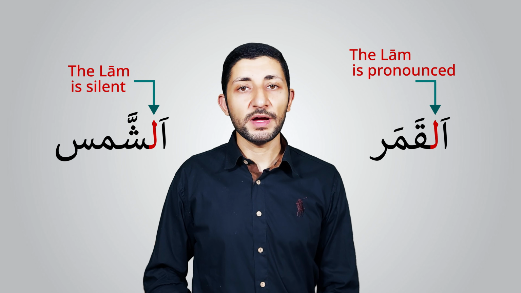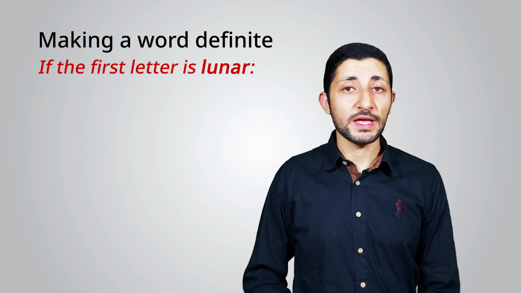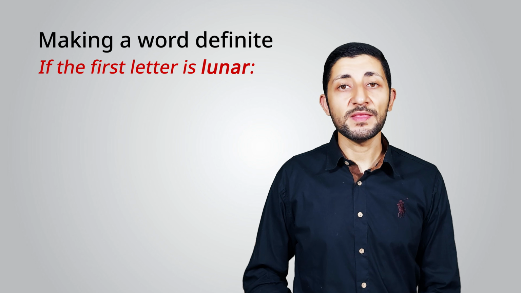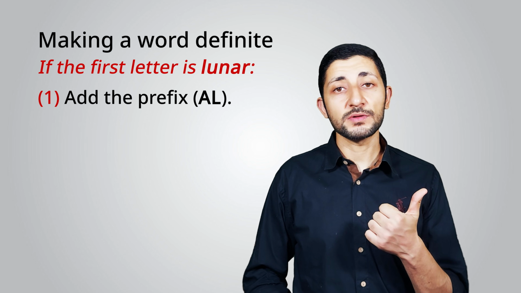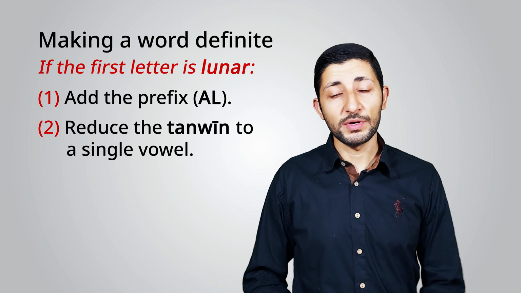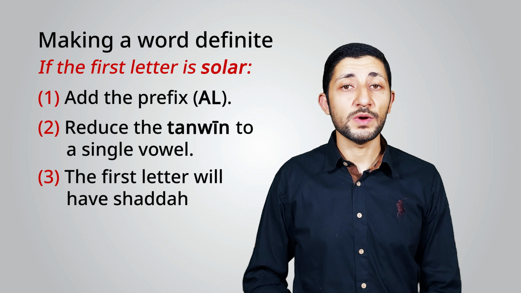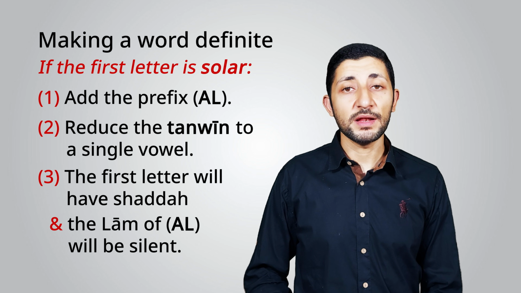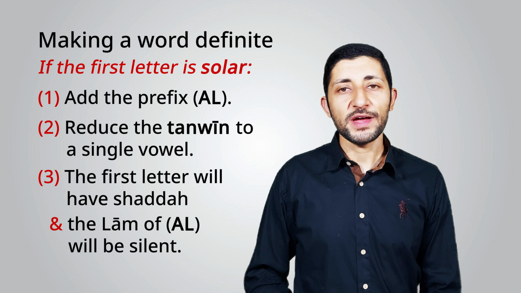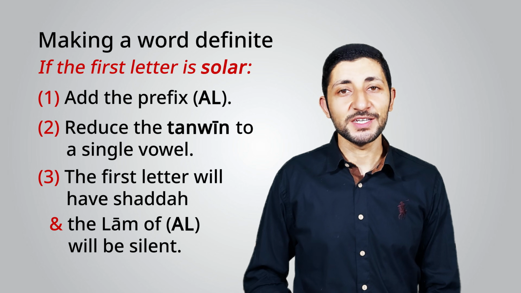So the process of defining an indefinite noun in Arabic will expand to involve a third step that checks the lam of the definite article. If the first letter of the word is a lunar letter, we stop at the first two steps, add the definite article L, and reduce the tanween to a single vowel. However, if the first letter is a solar, then this letter will be doubled with a shadda, and the lam of L will be silent. Now let's practice the two most obvious words in this rule, the words qamar and shams.